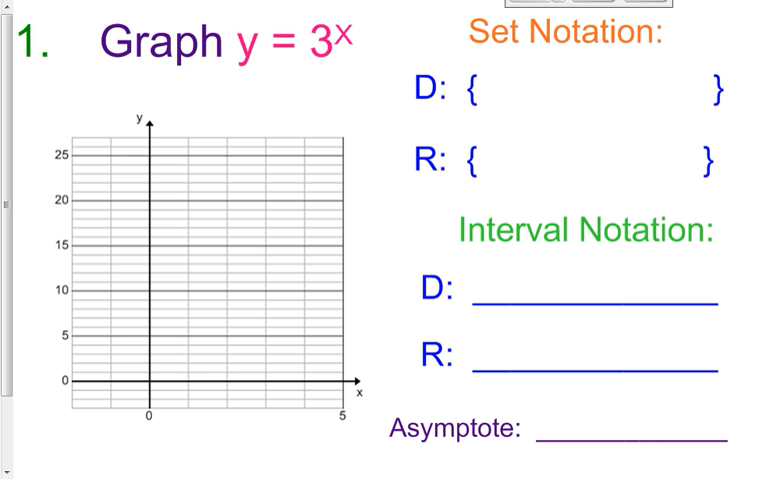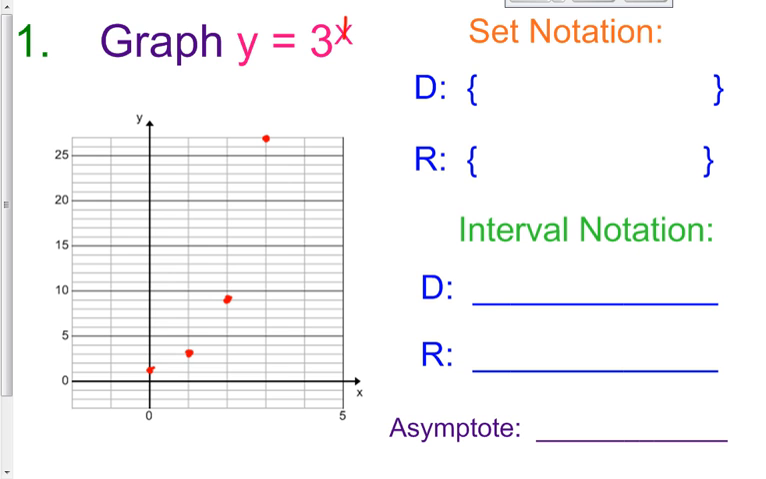And hopefully this is pretty easy to see, because 3 raised to the 0 power is 1. 3 raised to the first power is 3. So when x is 1, y is 3. And then 3 squared is 9, so when x is 2, y is 9. And then when x is 3, 3 cubed is 27. So we get something that looks like that.